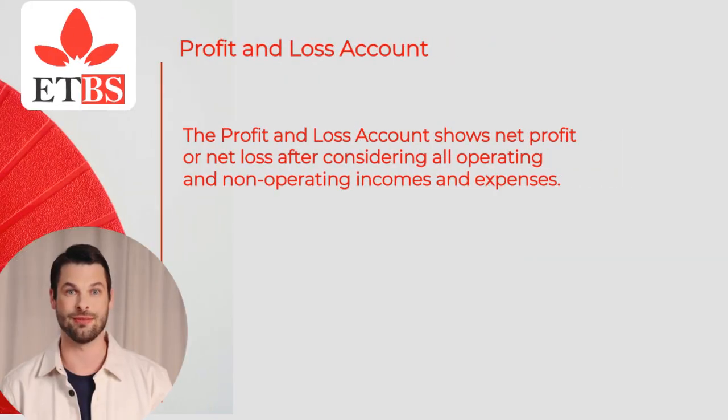Profit and loss account. The profit and loss account shows net profit or net loss after considering all operating and non-operating incomes and expenses. Key items: operating expenses, rent, salaries, insurance, depreciation, bad debts, provisions, incomes, commission, interest received. Format of profit and loss account. We will also be using particulars, amount, naira, particulars, and amount, naira, in our table for today.